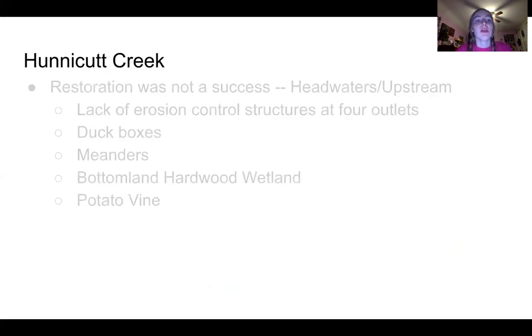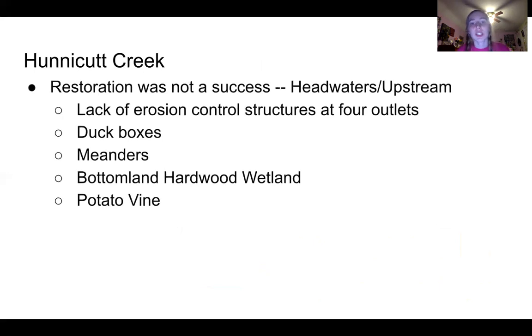Now, for an example, Hunnick Creek in South Carolina is a restoration project that was undertaken. I personally don't think it was a success. I think they should have started at the headwaters or upstream. One of the big things is they didn't have any type of erosion control structures at the four outlets for the wetland to drain, which is one of the big issues because it keeps eroding back further. And that's something they identified in their mitigation plan. They didn't add any duck boxes, which was another thing in their restoration plan. I think that they could have created more natural meanders than what they did. That's just my opinion though.